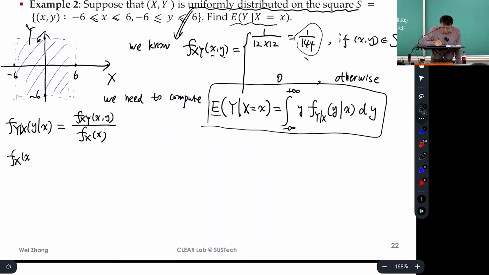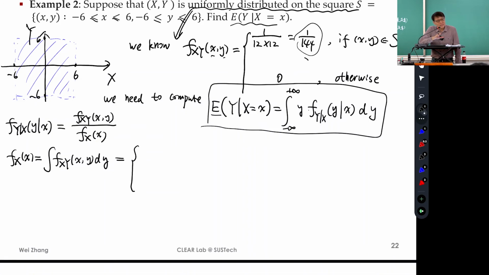So first of all, what is the marginal of x? Integrate out y, right? You don't care about y, so you integrate the joint over y and you get the marginal of x. What do you think this function is? You should be careful, okay? X can take values arbitrarily, but outside this box region, from negative 6 to 6, it will be 0, because this density only has value in the square.